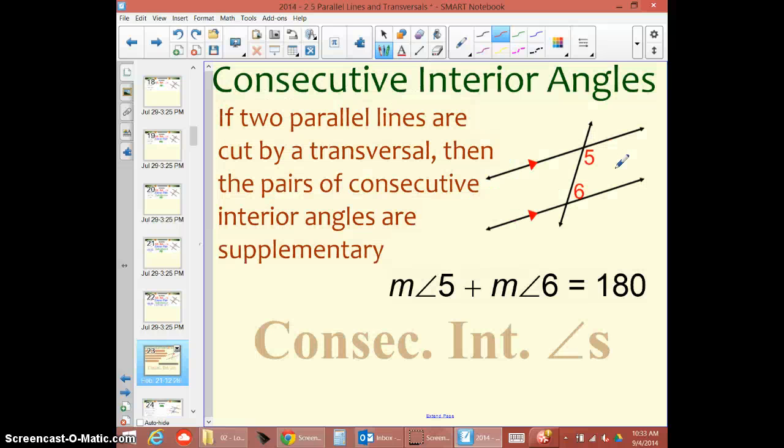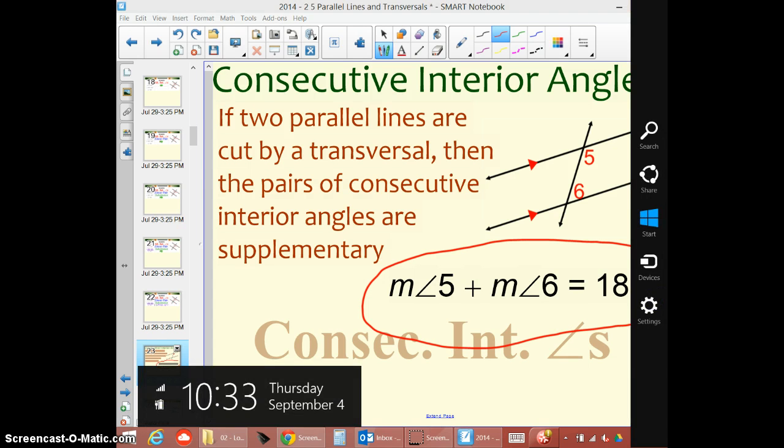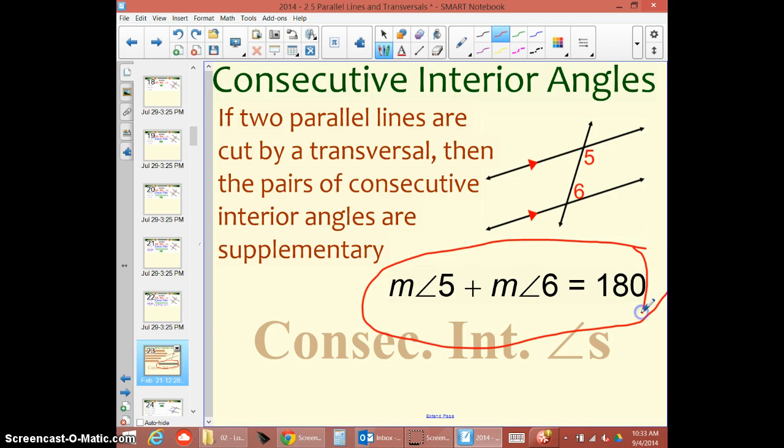Okay. Consecutive interior angles. These are the CIA. They're on the same side and they are interior. Consecutive interior angle, I also call them same side interior if it helps you remember that. What we know special about this is that they are supplementary. They add to 180 degrees.